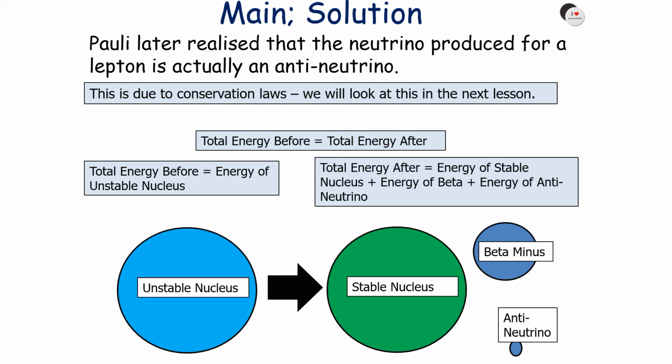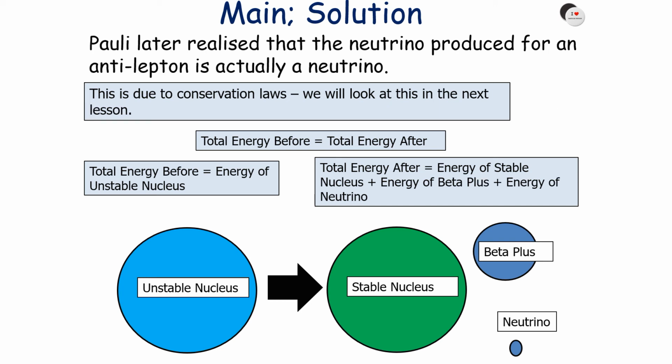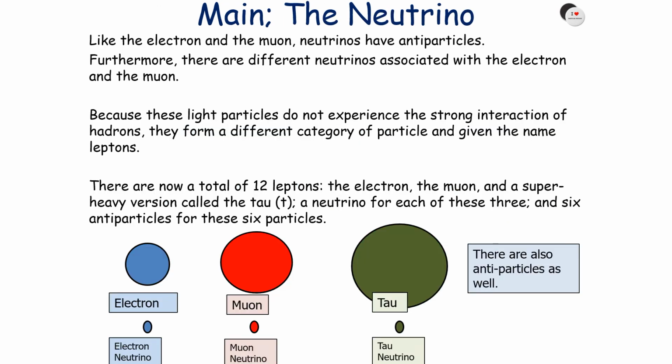It's the idea that you've got to conserve the lepton number. So it's an important idea that we need to consider. Like the electron and the muon, neutrinos have antiparticles, and furthermore there are different neutrinos associated with the electron, the muon and the tau. Because these light particles do not experience the strong interaction of hadrons, they form a different category of particle and are given the name leptons.